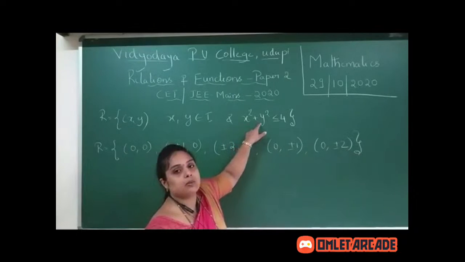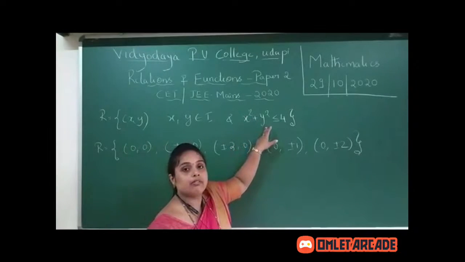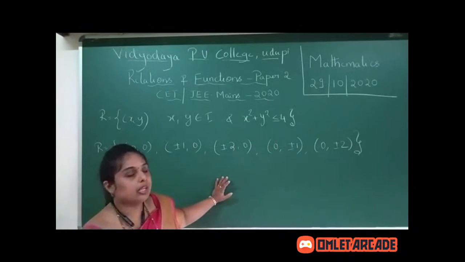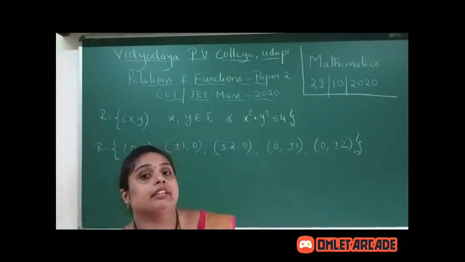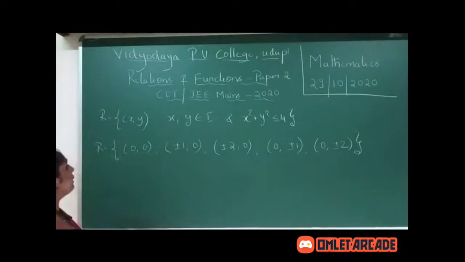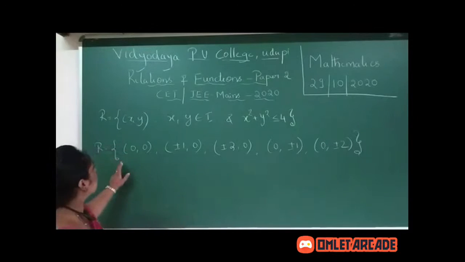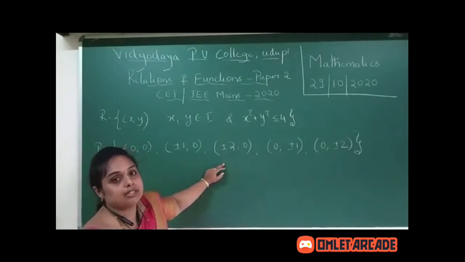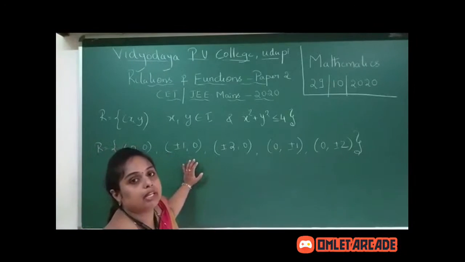0 square plus 1 square is 1, that is less than 4. 0 square plus 2 square will be 4, and that is equal to 4. I cannot put 3. Okay, so this would be the relation. But the question is, we need to find the domain. So know the definition of the domain. Domain is the set of all the first elements of the ordered pairs. If we write all the first elements of the ordered pairs, that set will be the domain.